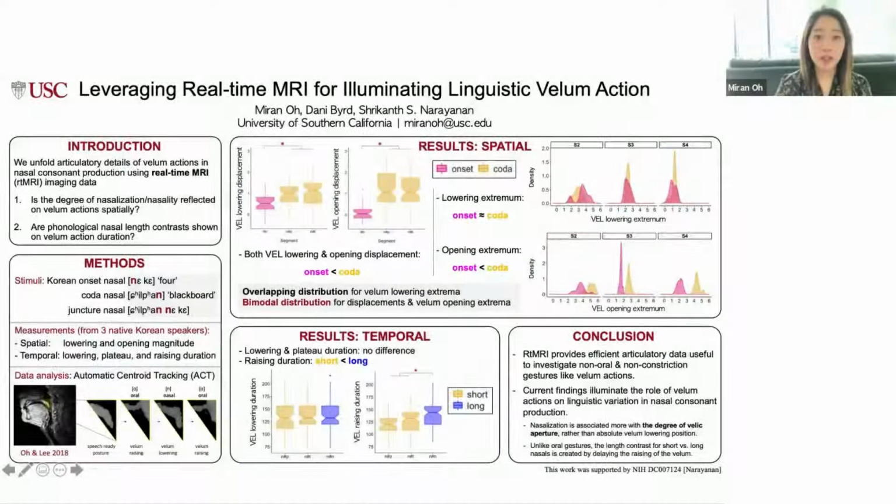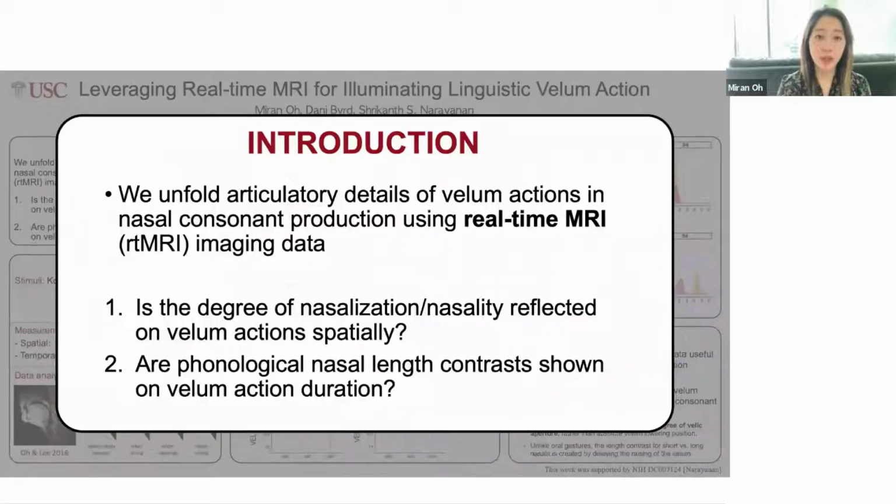Hello everyone. In our study today, we aim to unveil articulatory details of velum actions in the production of nasal consonants. Velum action is difficult to observe directly, and nasal consonants to date have mostly been characterized with acoustic or aerodynamic data. So here, our study uses real-time MRI to obtain articulatory kinematics of nasal production.